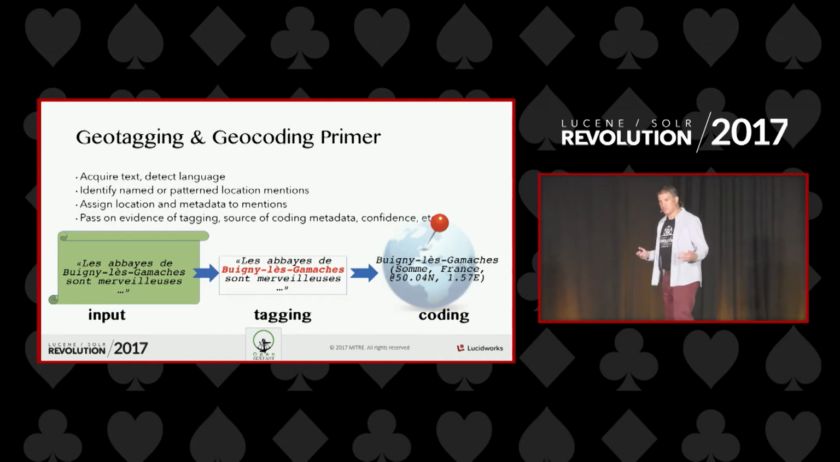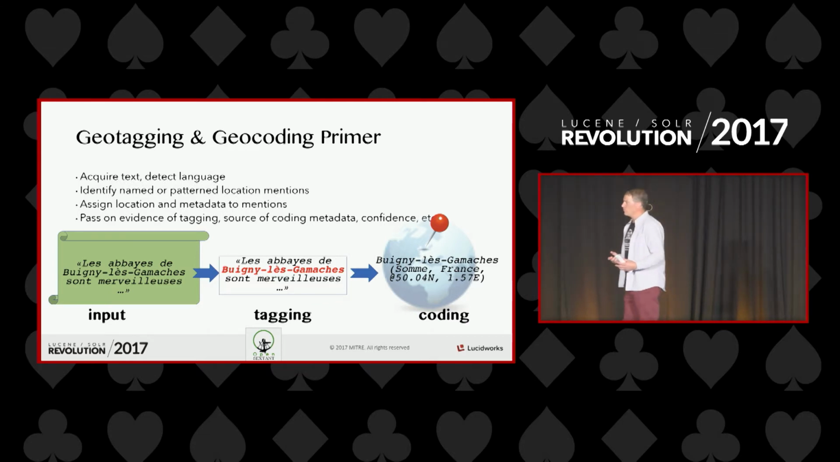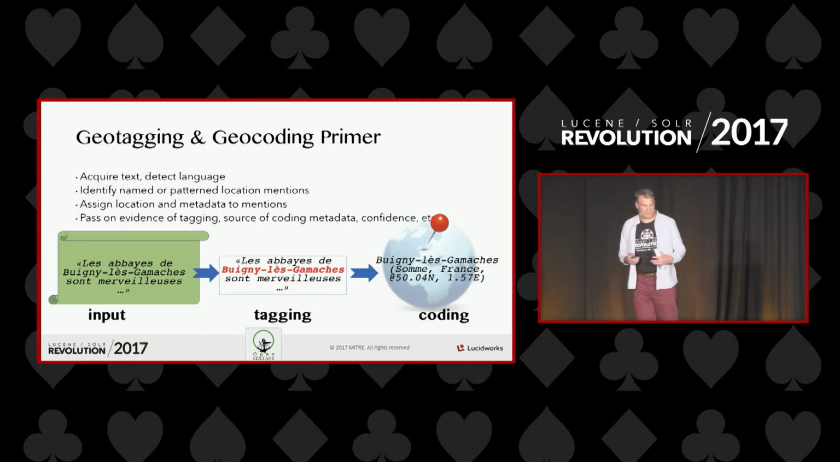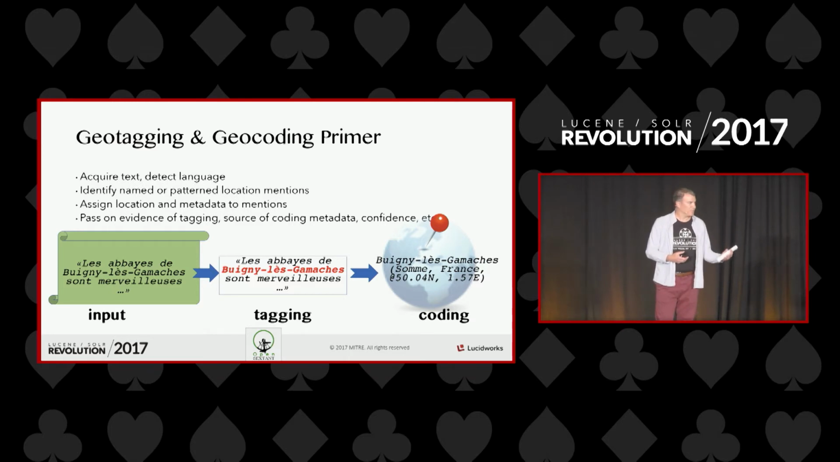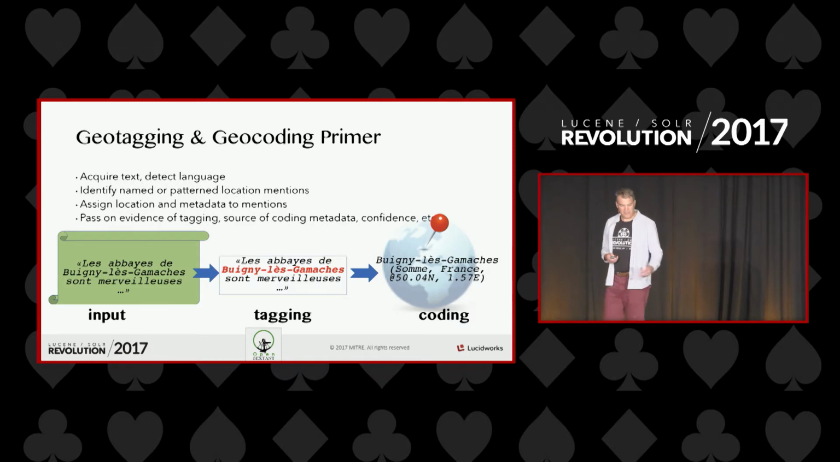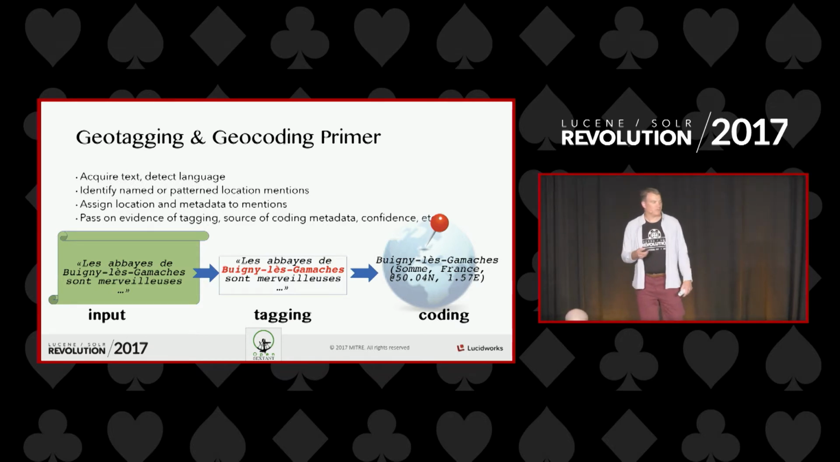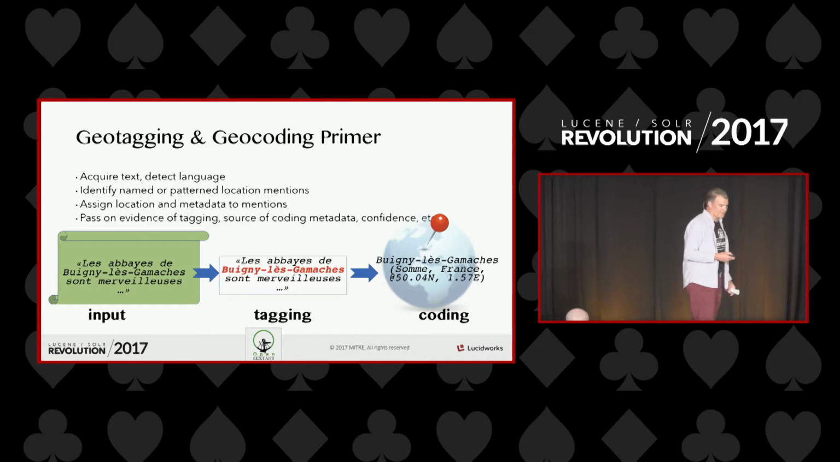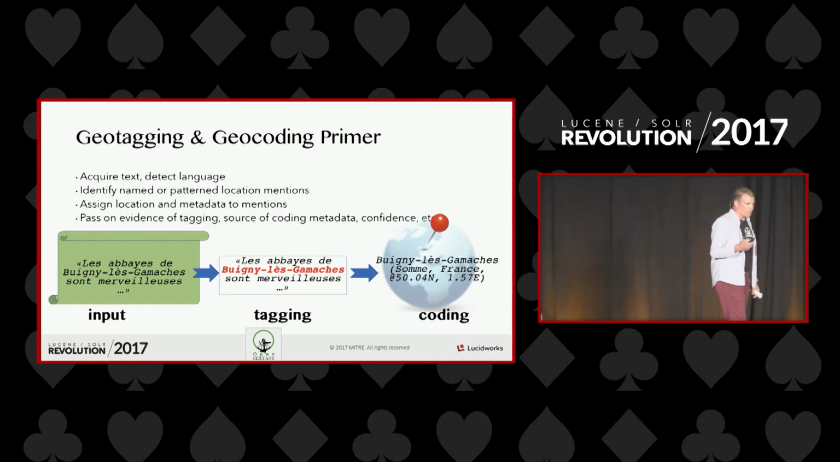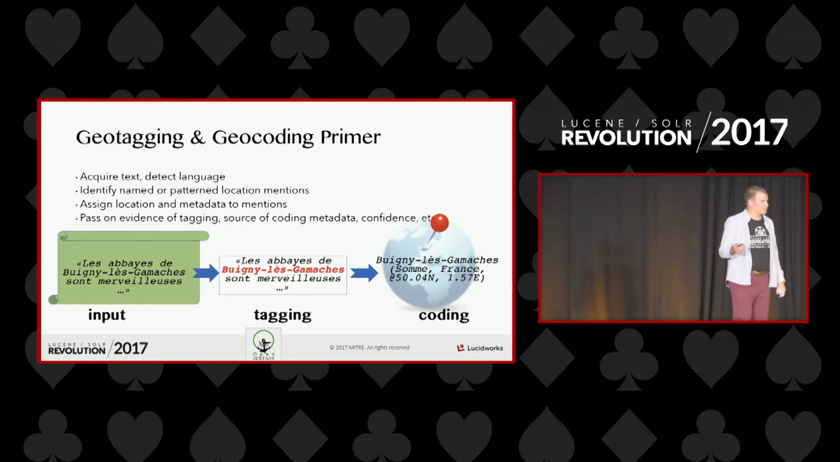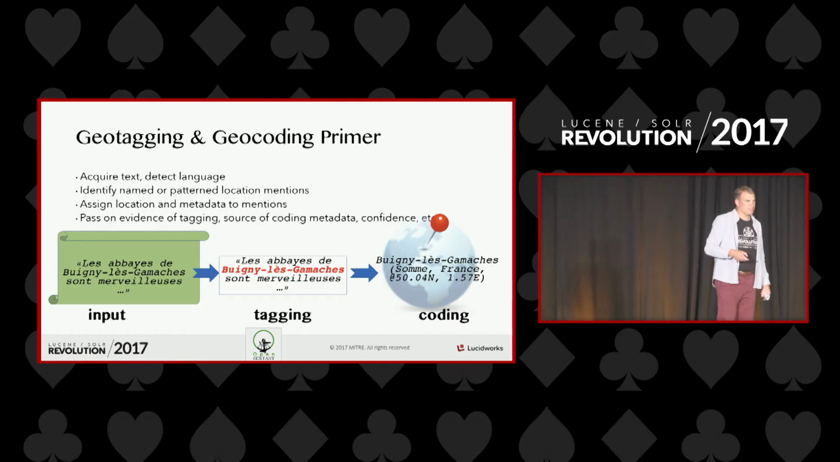Take that text, you want to mark it up for known places of interest, whether those are publicly known places or things you have in your private catalogs. And then finally, you want to code it. You want to code it for location, you want to code it for other metadata. And deciding which exact location you want to associate with the mentions in the text is one of the hard challenges.